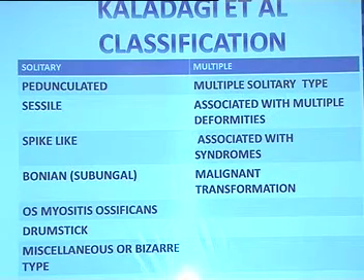We have tried to classify it based on a study of 150 cases. We have basically classified into solitary and multiple. Solitary is again subclassified as pedunculated, sessile, spike-like, bunion, myositis ossificans, drumstick, and miscellaneous or bizarre type, and multiple: solitary type associated with multiple deformities, associated with other syndromes, and malignant transformation.